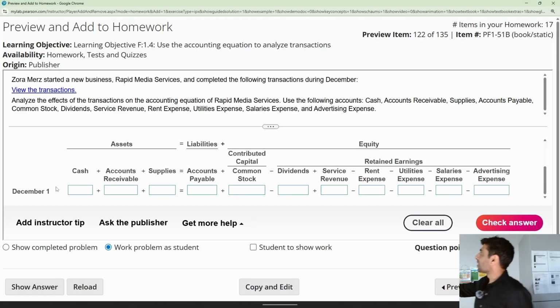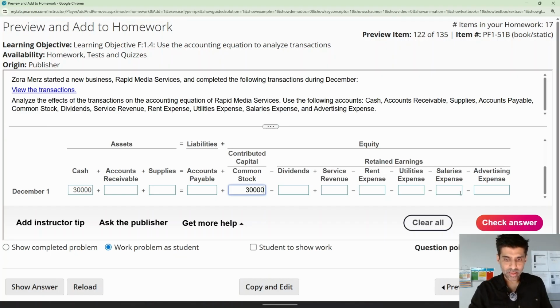So it's asking me on December 1st, what transaction happened? It was this $30,000 cash. And then we saw that is in this contributed capital, 30,000. Okay. And for those of you who haven't started using MyLab, this is a good little intro of how it works. So I'm gonna check the answer.